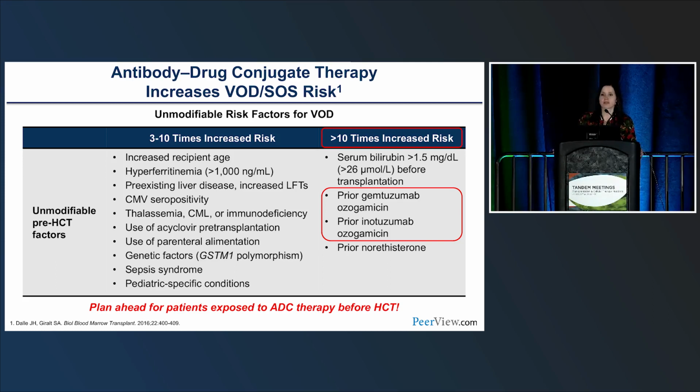But there are things that confer a much higher risk. For greater than 10 times the increased risk, that would be an elevated bilirubin before transplant, prior gemtuzumab or inotuzumab therapy, and prior Nijmegen breakage syndrome.